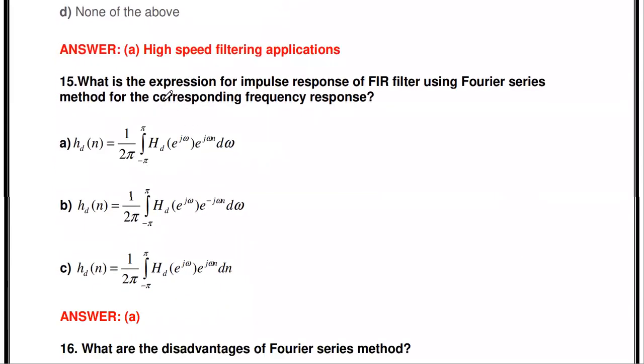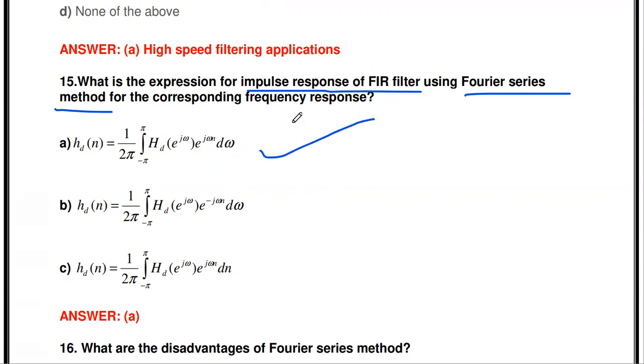Okay. The next thing, what is the expression for impulse response of FIR filter using the Fourier series method for the corresponding frequency response? So the frequency response capital H of e power j omega, what is the corresponding impulse response of the FIR filter in Fourier series method? Okay, so you know the formula in Fourier series method of realizing the FIR filter. The given data is frequency response. From that frequency response, we have to find the desired impulse response.